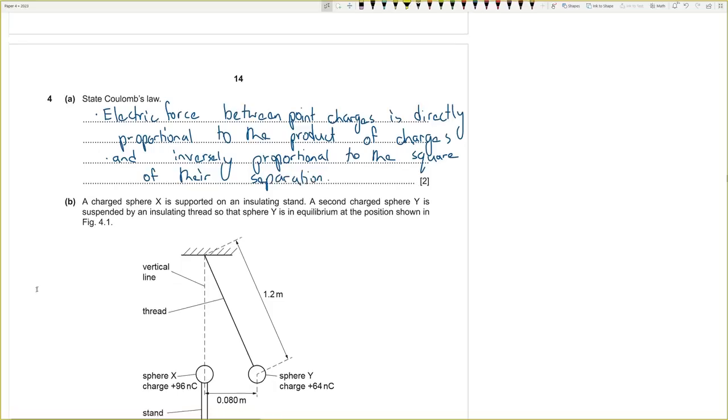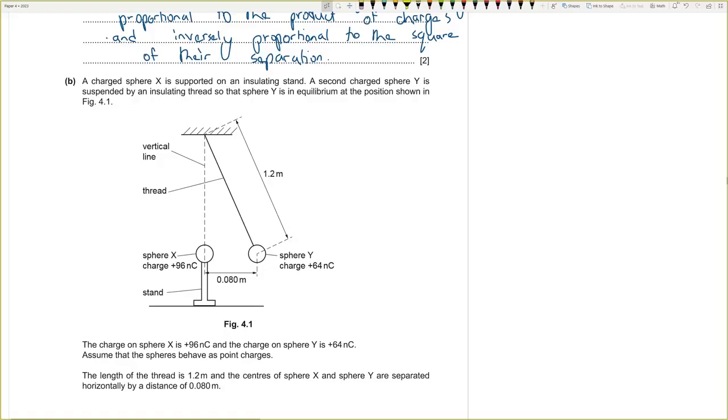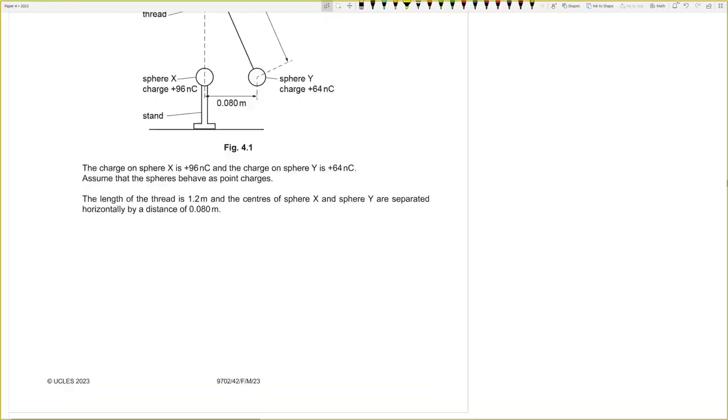Great. A charge sphere X is supported on an insulating stand. Okay. A second charge sphere is suspended by an insulating thread, so that sphere Y is in equilibrium at the position shown in figure 4.1. So the charge on sphere X is 96 nanocoulomb and the charge on sphere Y is 64 nanocoulomb. Assume that the spheres behave as point charges. So sphere Y is in equilibrium, alright? It's held still. The length of the thread is 1.2 meters and the center of the sphere X and Y are separated horizontally by a distance of 0.8.